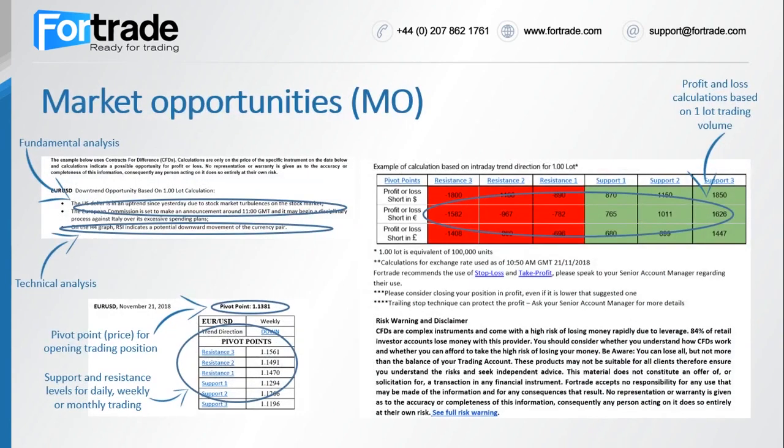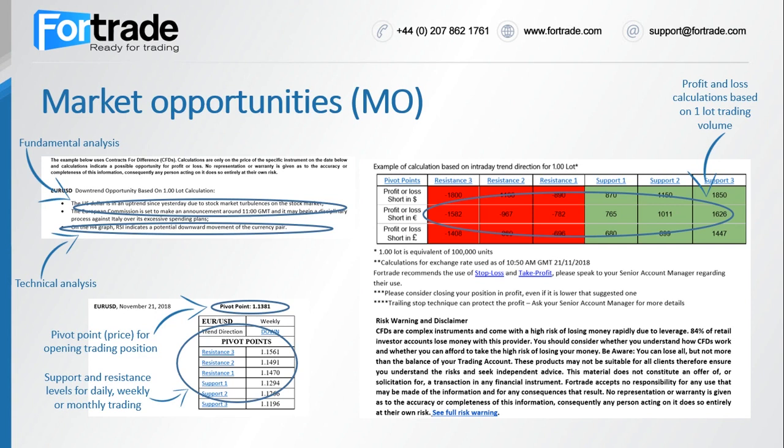So here's an example of a recent market opportunity. You can see fundamental analysis on what's going on with the euro-dollar currency pair. You can see this is a downtrend opportunity over a weekly period, since our analysis suggests the euro would decline in value against the dollar. At the top, you can see some geopolitical events and fundamental analysis that can influence the euro-dollar currency pair. For example, the political situation in Italy, which has affected the euro.